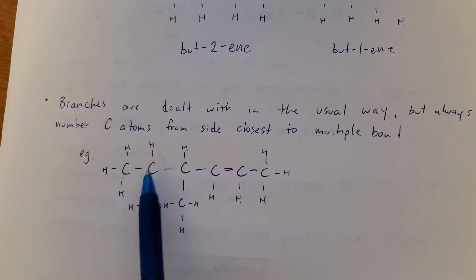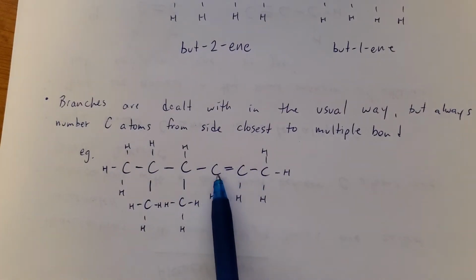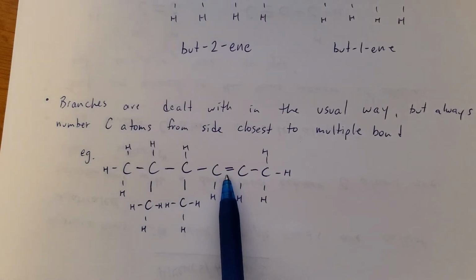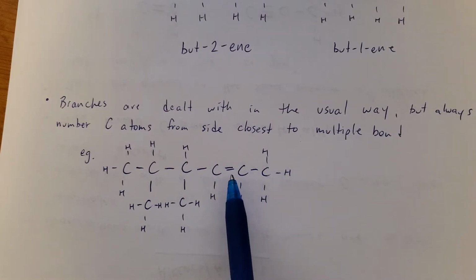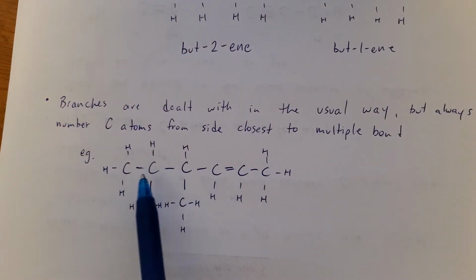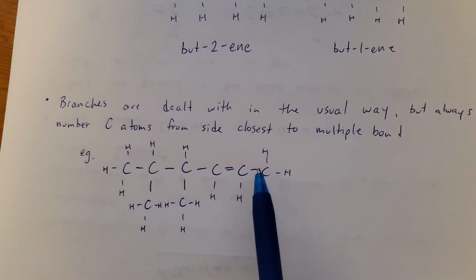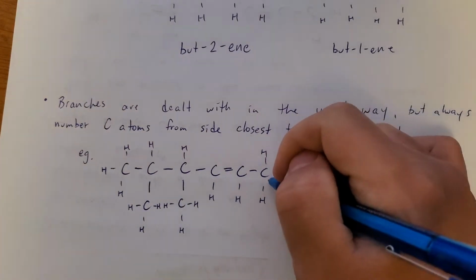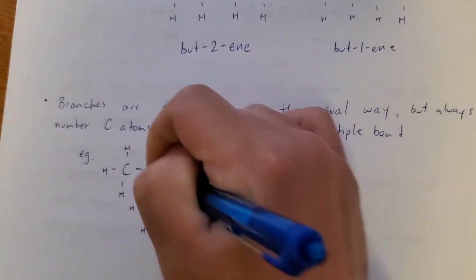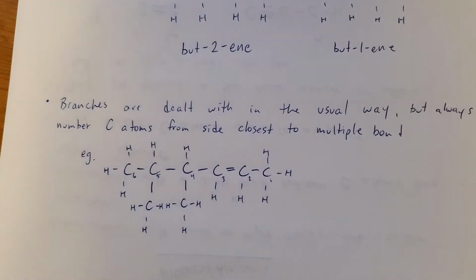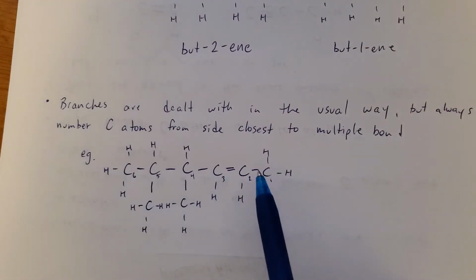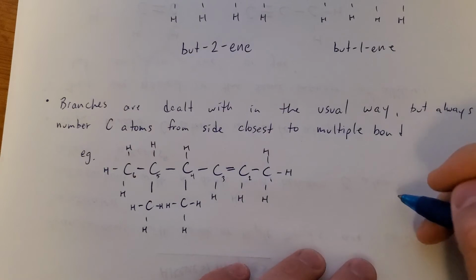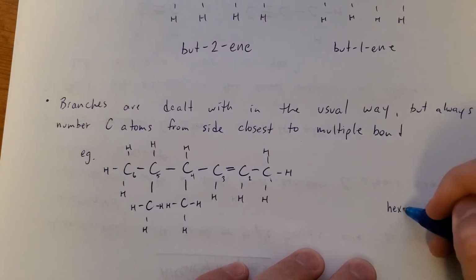My parent chain has 1, 2, 3, 4, 5, 6 carbons. There's a double bond, so this is hexene. You number the carbon atoms starting from the side closest to the multiple bond. So even though the methyl, if we start from here, would be at 2, we start from this side because it's closer to the multiple bond. So it'll be 1, 2, 3, 4, 5, 6. You indicate the location from where the multiple bond starts. So we mentioned this is hexene. Since it starts at number 2, this is going to be hex-2-ene.